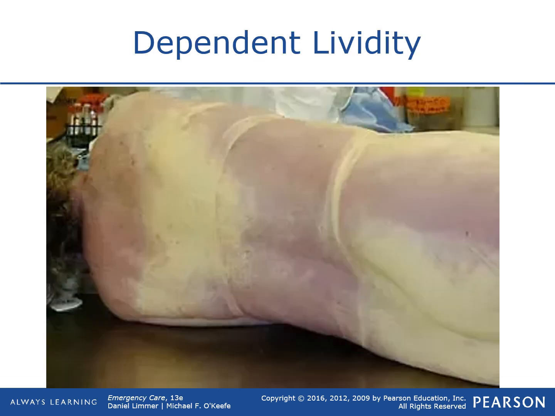So here's a picture of dependent lividity. You can see that this purple area is what we call the lividity. These areas were probably compressed by whatever they were laying on, and then these were the void spaces, so gravity pulled all the blood to these areas.